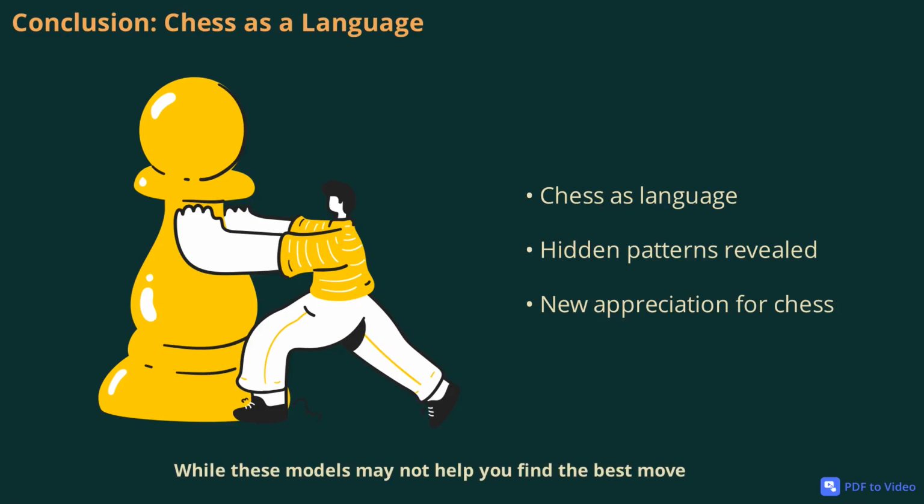Summary: treating chess as a language and using word2vec opens up new ways to analyze and visualize the game. While these models may not help you find the best move, they reveal the deep structure and hidden patterns that make chess endlessly fascinating. By understanding the company a move keeps, we gain new appreciation for the complexity and beauty of chess.